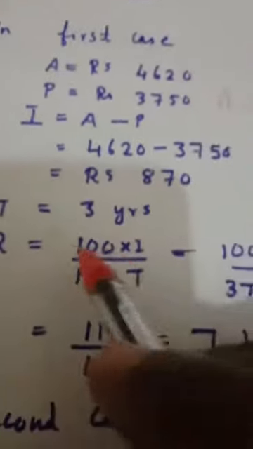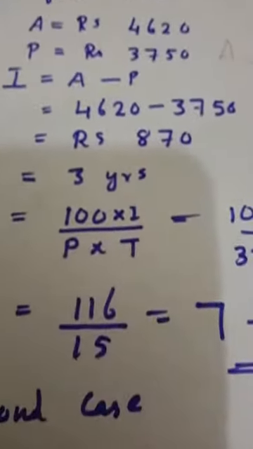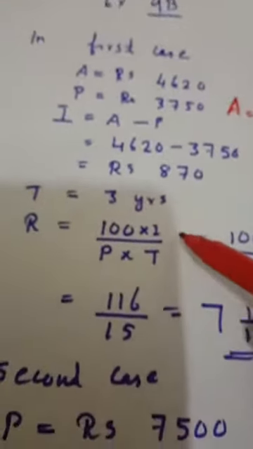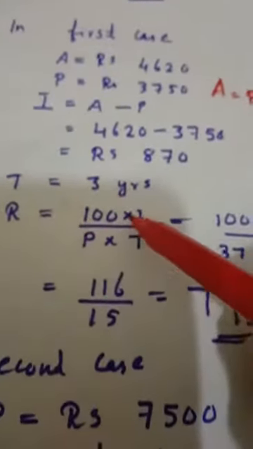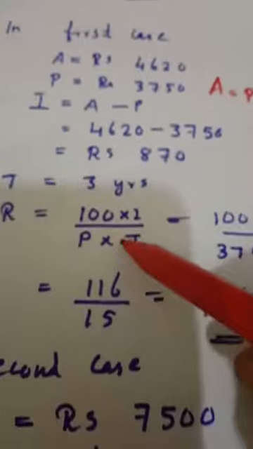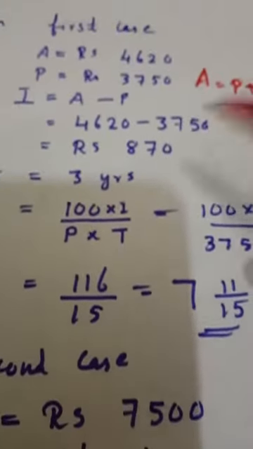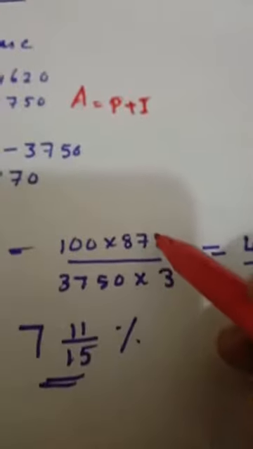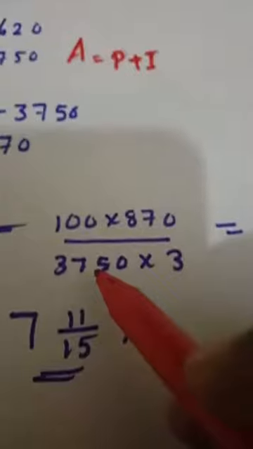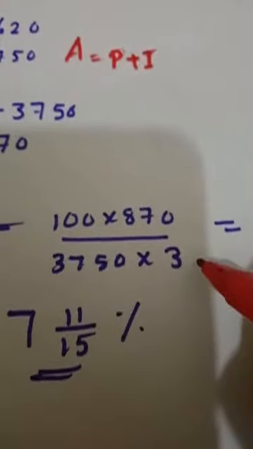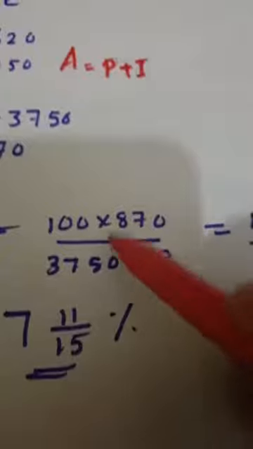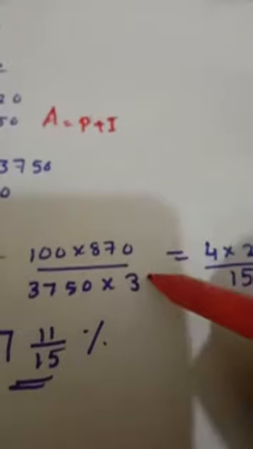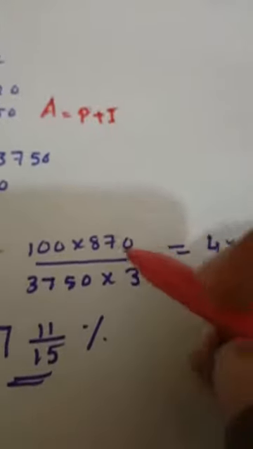So R is equal to 100I by PT. You want to find R, in numerator 100 into I, interest, in denominator PT. So 100 into interest 870 by principal 3750 into 3. So cancellation, 0 and 0 get cancelled. And 3 and 870.